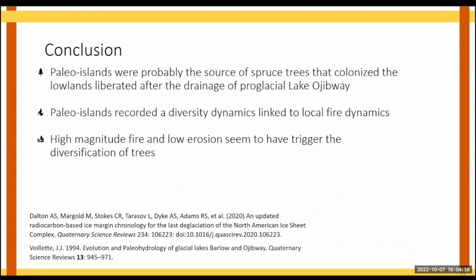The paleoislands were probably the source of the spruce trees that colonized the lowland liberated after the proglacial Lake Ojibway drained. And we have a link between the fire and diversity dynamics. And it seems like the high magnitude fire triggered the diversification of trees.